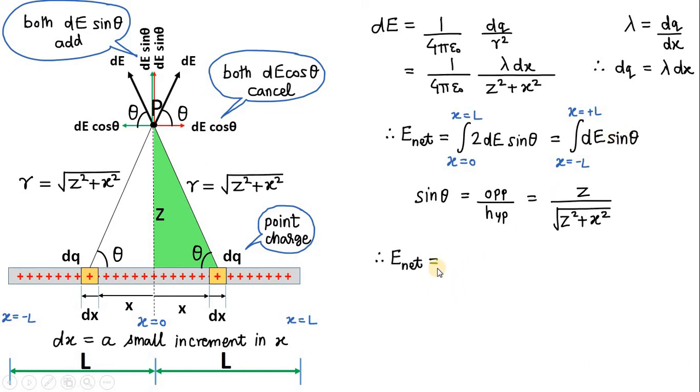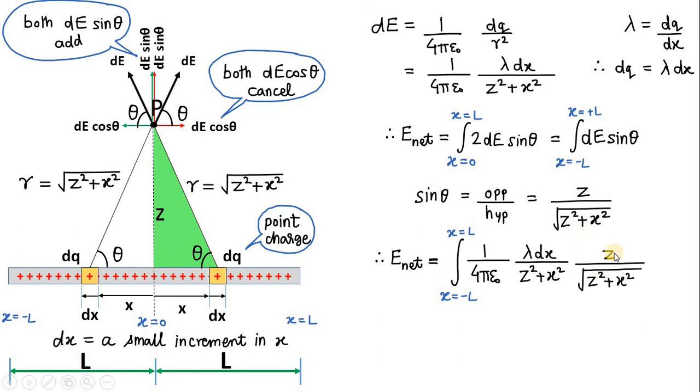So therefore the net electric field would be equal to the integration, I am taking this one, minus L to plus L, and the dE value you take from here, 1 upon 4 pi epsilon naught lambda x upon z square plus x square, and into sine theta, which is this, z upon root z square plus x square. Now what happens in the next step is that these denominators, this and this, multiply with each other, and we get the whole power 3 by 2. You see in the next step what I've done here: z square plus x square multiplied with root of z square plus x square will become z square plus x square power 3 by 2. And constants are to be brought out of the integration.